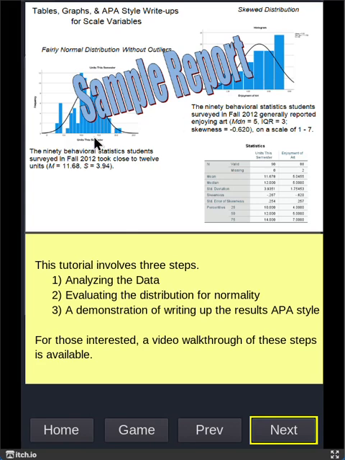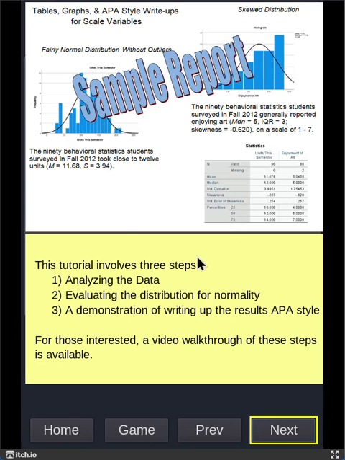If it's fairly normal, as mentioned, we would share the mean, shown here with an italicized M, and the standard deviation, shown here with an italicized S. If it's heavily skewed or there's an outlier, then we would report the median, which is an italicized MDN, as well as the interquartile range, shown here as IQR.